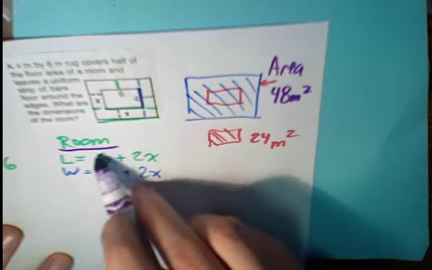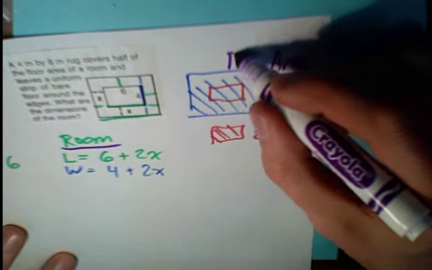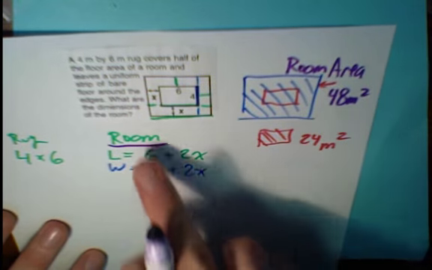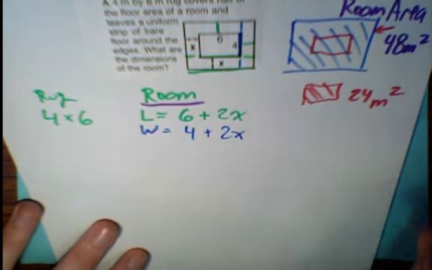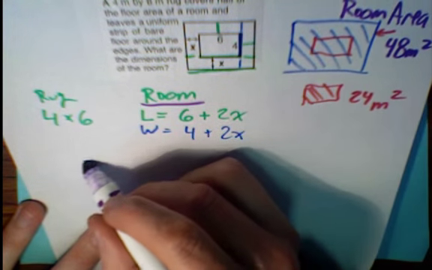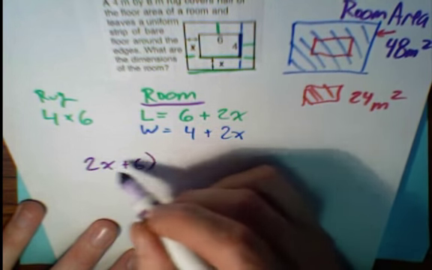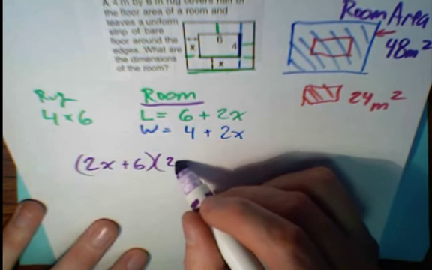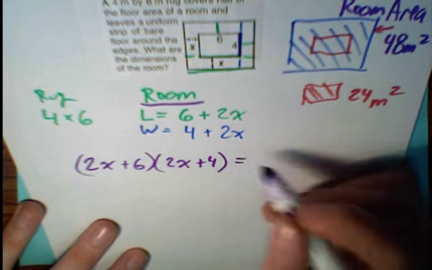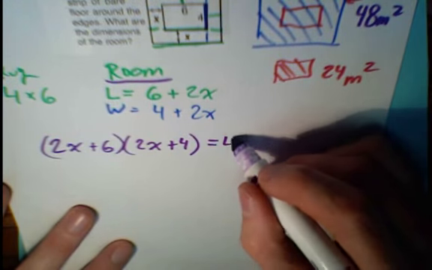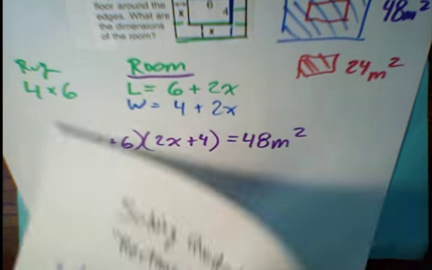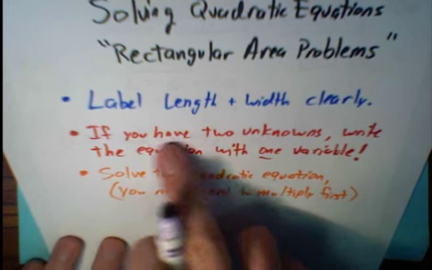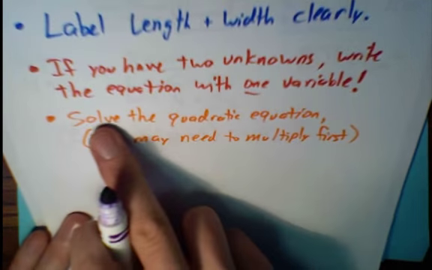Okay? Notice that I'm clearly labeling everything: room area, and the length and the width. So now we're going to write our equation. Length times width, and I'm going to just reverse this because it's easier to look at. 2x plus 6 times the quantity 2x plus 4 equals the area of the room, which is 48 square meters. Now again, when we are solving these, we've labeled things, we've written an equation with one variable, and now we have to solve the quadratic equation, but we may need to multiply first.